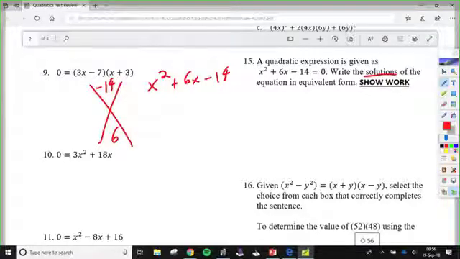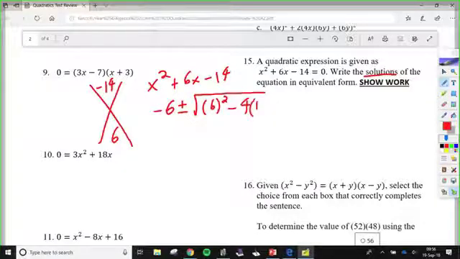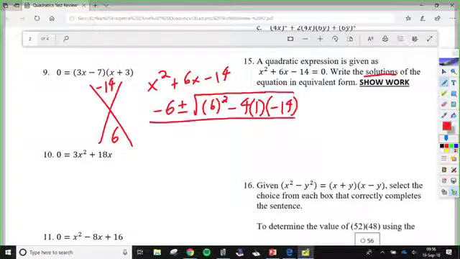So what do we do? Well, I could just use my quadratic formula. My quadratic formula is negative b, so that would be negative 6 plus or minus the square root of b squared, which would be 6 squared, minus 4 times a, and a is 1, times c, which is negative 14, all divided by 2 times a, which is 1. So if I simplify this, this is negative 6 on the outside, but all this in the middle, 6 squared would be 36.